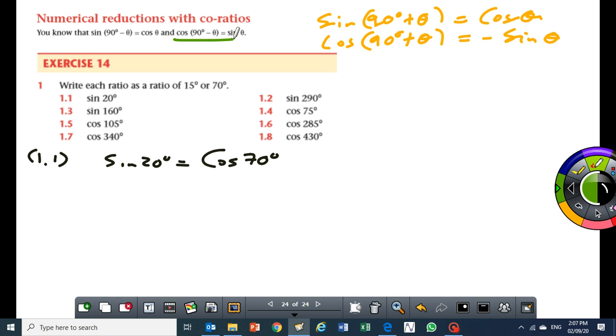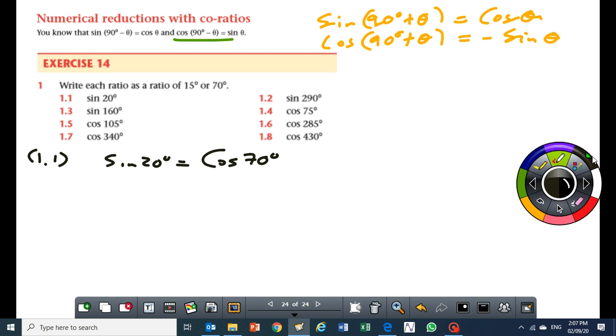Co-ratios are very important. Let's move on. By the time you get to this point, you must know your reductions. Let's do 1.2. We have sine 290 degrees. Remember, our answers must be sine or cos with 15 degrees or 70 degrees. It is better to simplify it until you get an acute angle.